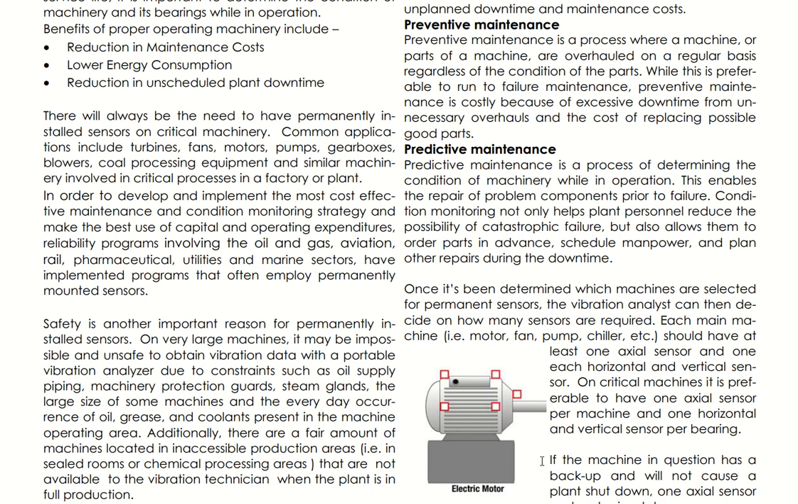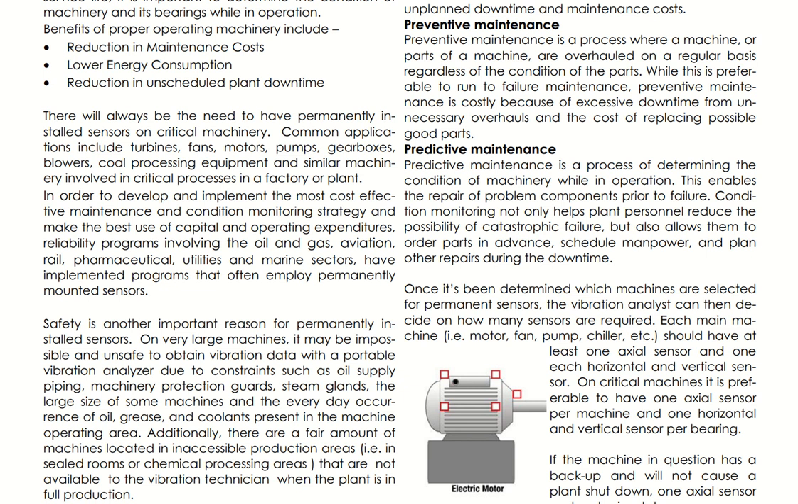As you can see, this here is the axial sensor, right? And one each horizontal and vertical sensors. So you can see horizontal and vertical sensors. And sometimes on the critical machines, it is preferable to have one axial sensor per machine and one horizontal and one vertical sensor per bearing as well, right? So it depends on the equipment actually how you mount your sensor, and also it depends on the requirement how you mount your sensor permanently or temporarily, and how you can get the best of it.